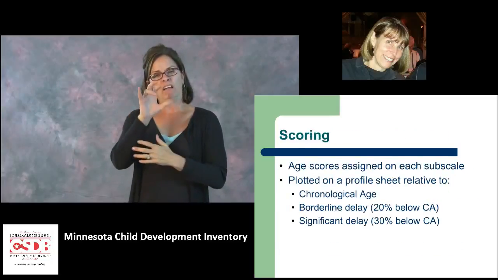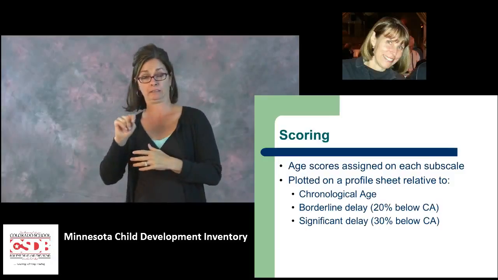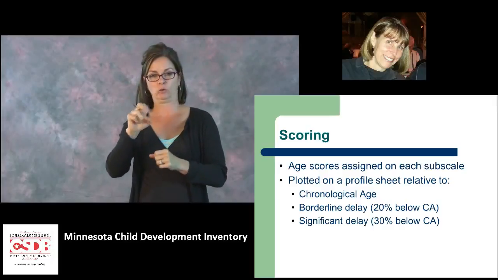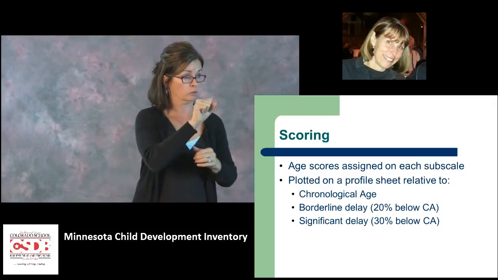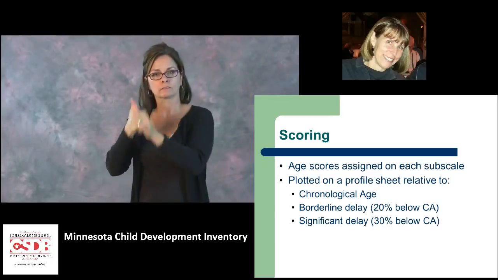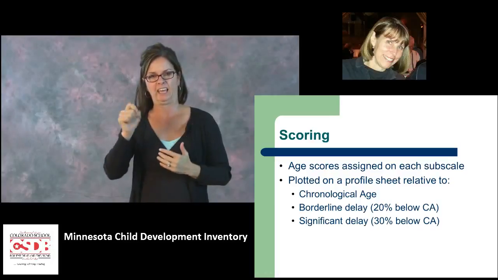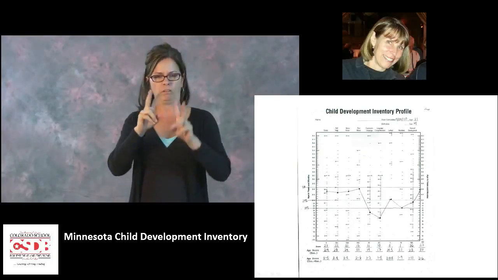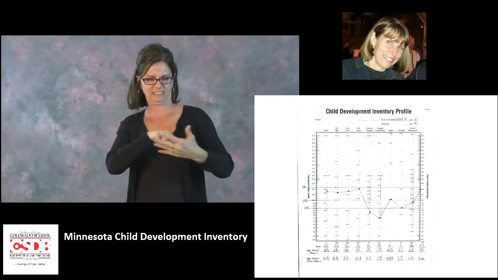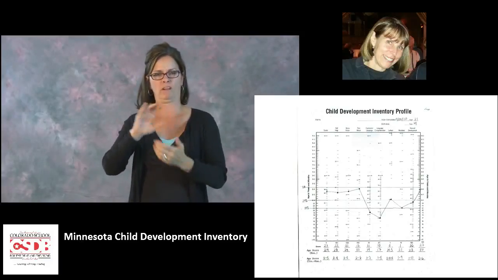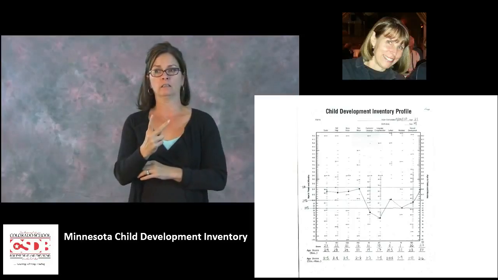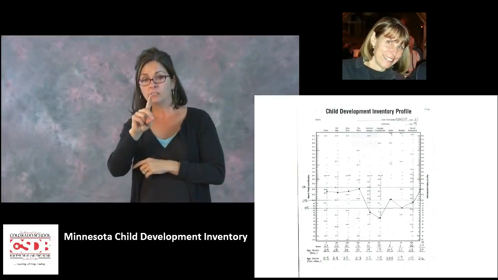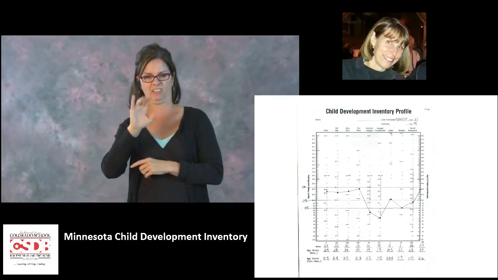The way that this particular instrument is scored is that each of the individual subscales receive an age score, a developmental age score. And then these age scores are plotted on a profile sheet relative to the child's chronological age. Let me show you an example of what the profile sheet would look like. We're going to take a closer look at a couple of case studies and get a closer look at the profile sheet. But essentially, you can see across the page, there's a horizontal line drawn. That horizontal line is at the child's chronological age, their actual age. Then you can see a couple of lines underneath it.